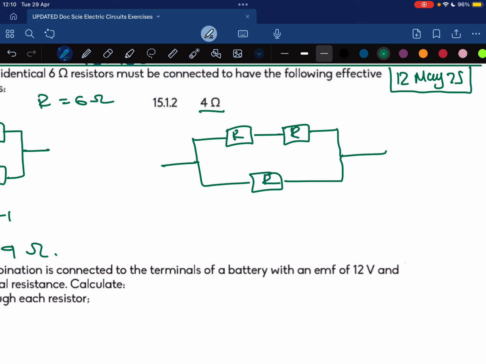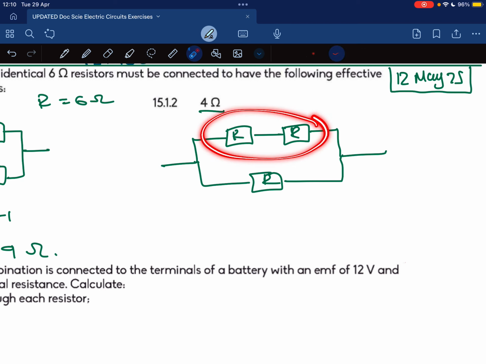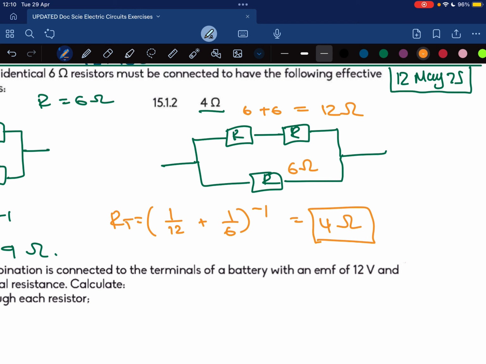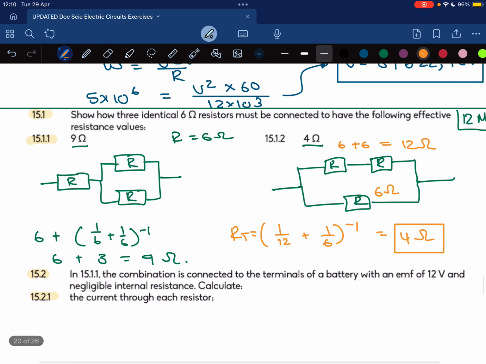Firstly, I would have to calculate the series part of the component. If this is 6 plus 6, then this part would be 12 ohms. And this would be 6 ohms. So if I said 1 over 12 plus 1 over 6 to the power of negative 1, you would get 4 ohms. Okay, so there we go. That would be your two circuits. You'd have one that looks like this and the other one that looks like that.